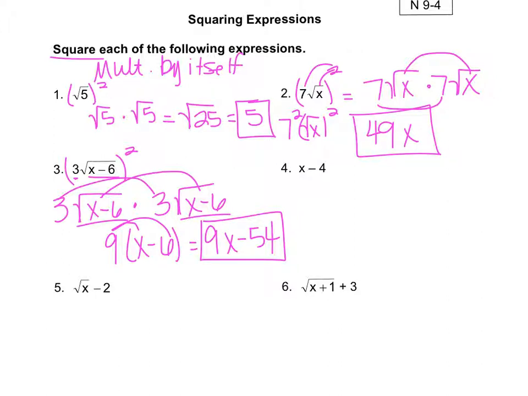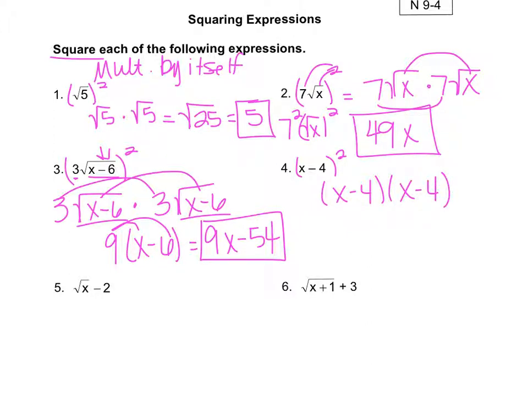Okay, so number 1, 2, and 3, we only had one term. Even though on 3 it looked like there was 2 because inside the radical there was 2, that's still all 1. 3 and x minus 6 was all under the radical. Okay, so if we're looking at number 4, notice this time we have 2 terms. So when we square 2 terms, we've talked about it before, you should end up with a trinomial as your answer. So this is the same thing as x minus 4 times x minus 4.